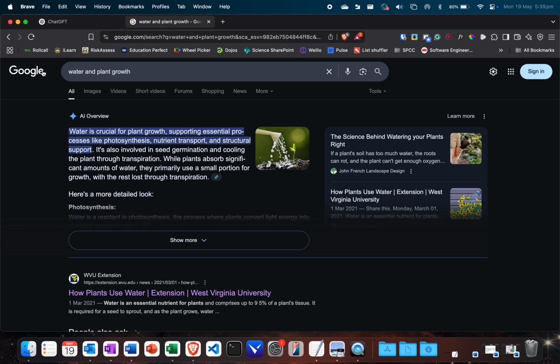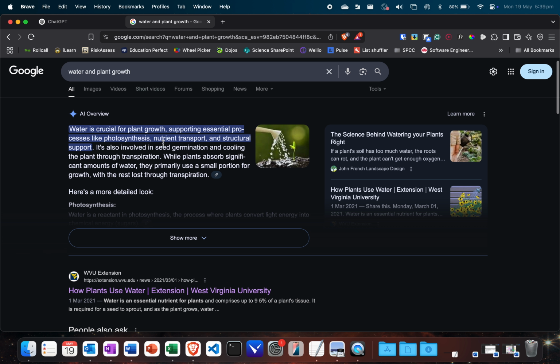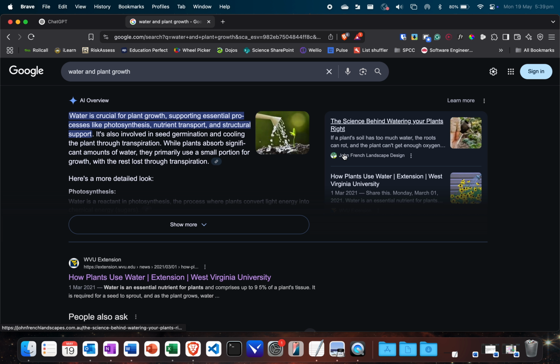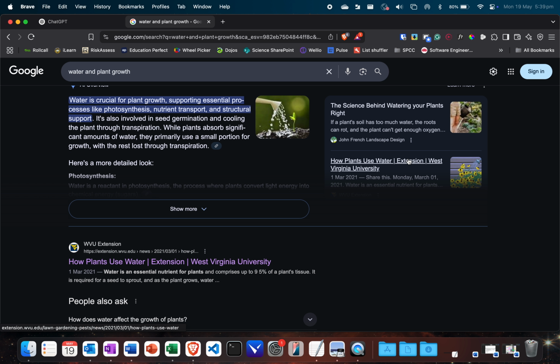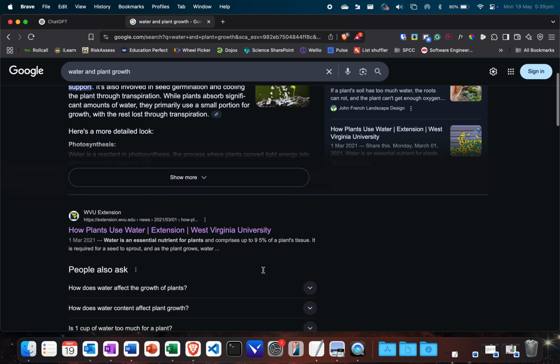So here I've just opened up Google and I've started off by putting in water and plant growth. I haven't even copy and pasted the question, just the key words from the question. I've put that into Google, and again, we get this AI overview, but I'm going to ignore it for now because having a look at some of the places it's getting the information from, a landscaping design company, well, what do they necessarily know about the science behind watering plants? Okay, they probably have a fair idea of when to water your plants, but they may not necessarily know a whole lot about the science of it.